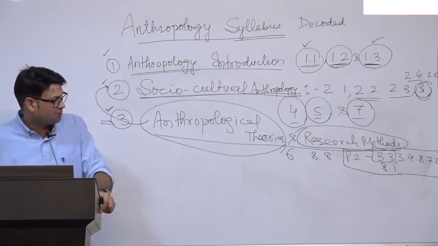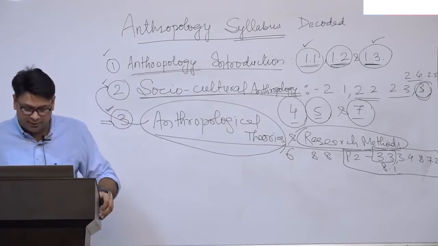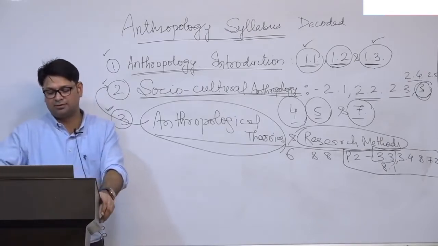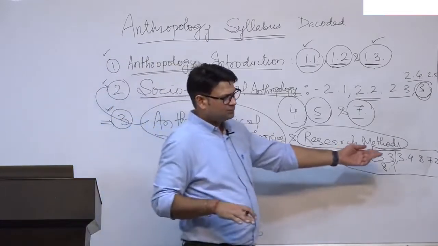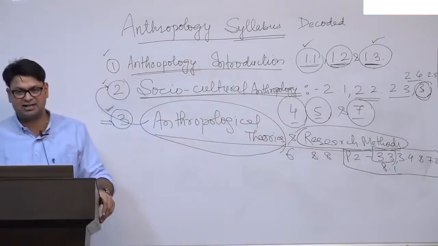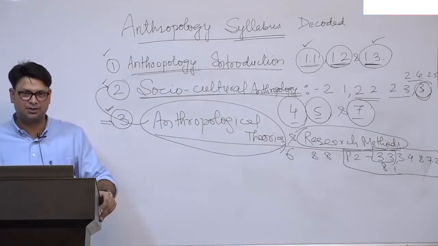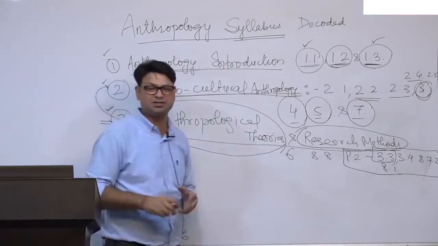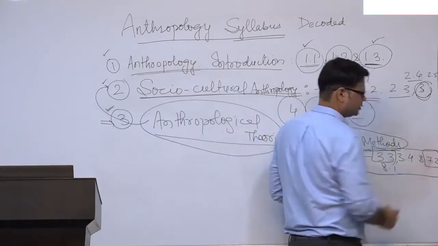Then we have 7.2 and 8.1. In 7.2 you have various processes of change in tribal societies. The impact of democratic institutions like Panchayati Raj on their society, various schemes. What impact are these schemes and Panchayati Raj institutions bringing in tribal society? So the change aspect that you try to understand.